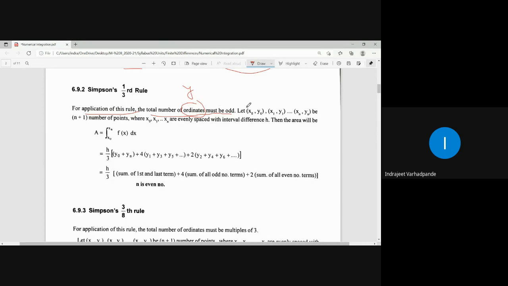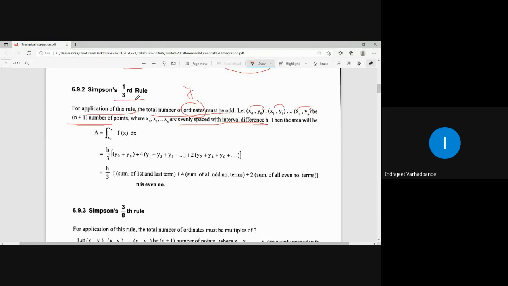5. So initially they are taking the pairs as x0, y0, x1, y1, up to xn, yn. So how many points are there? n plus 1 points which are evenly spaced with interval difference h. So total number of ordinates means values will be n, which must be odd. So how many points are there? n plus 1 points are there. x0 is alone, then x1, x2, x3, x4. So accordingly we will have n plus 1 points.